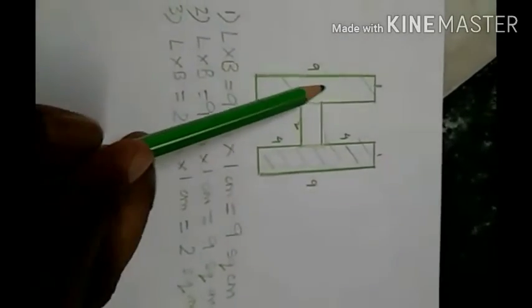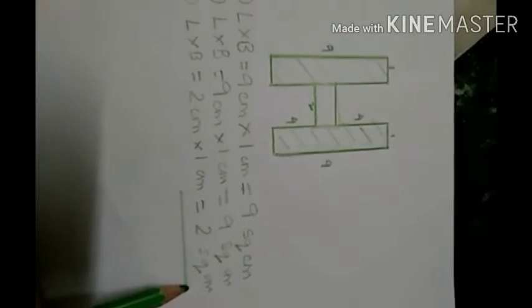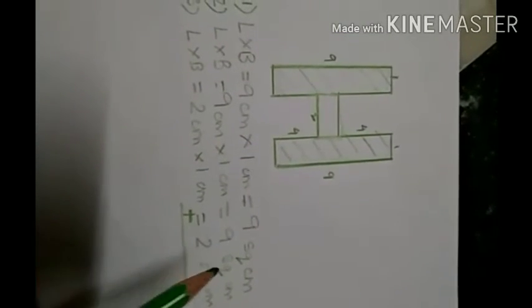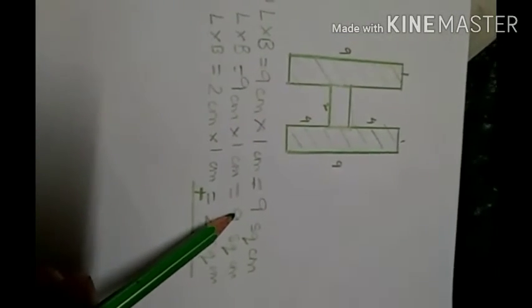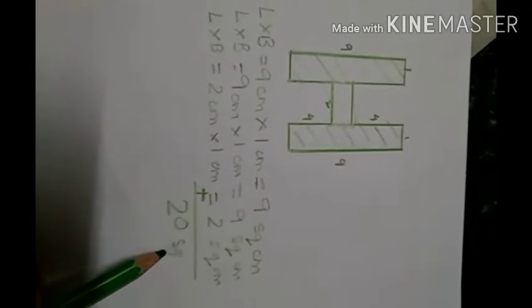So we have covered the whole H area. So now we will add, make a sum total. 9 plus 9 is 18. 18 plus 2 is 20. So total area enclosed by the H figure is 20 square centimeter.